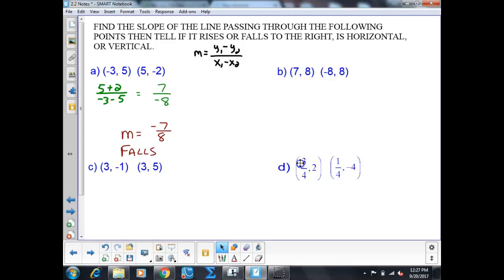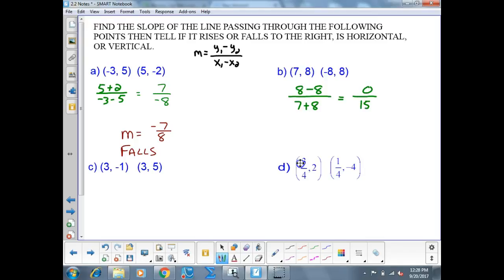B. Eight minus 8 over 7 minus negative 8 gives me 0 over 15, which is a slope of 0, which means it is horizontal. Agree with that one.